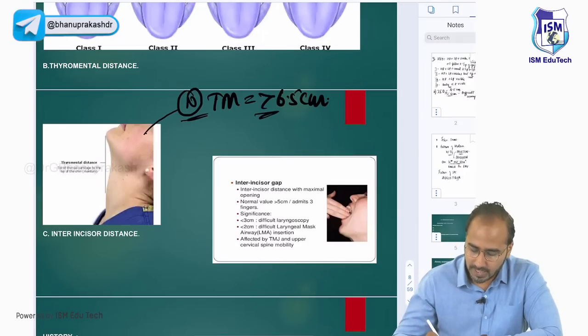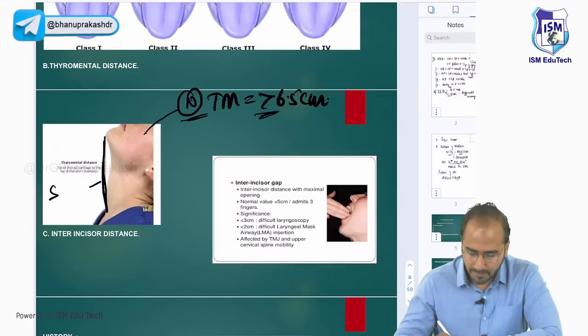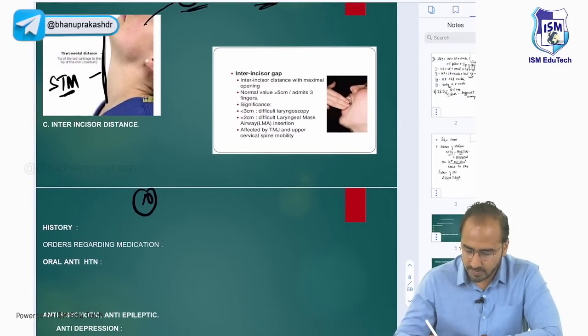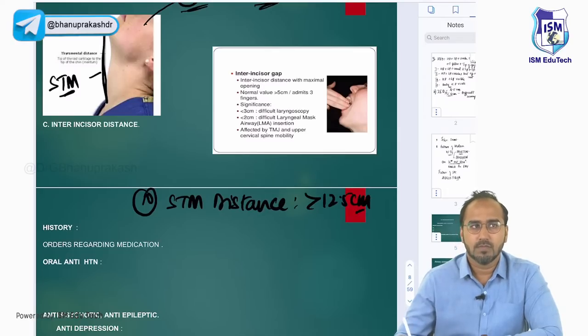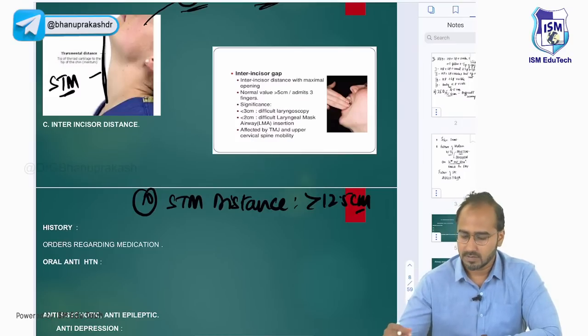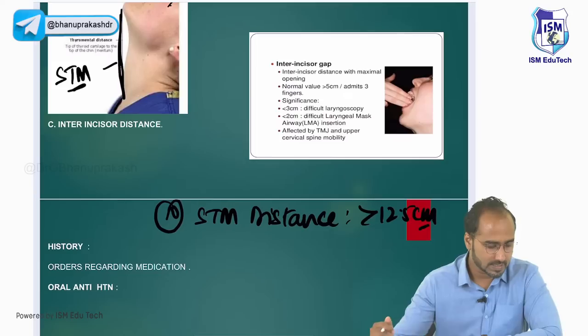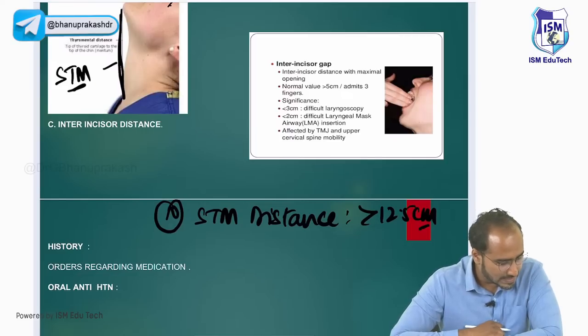Next, I told you after the thyromental distance, there is one more distance. Just look over here: the distance between the mentum and the sternal notch. This distance is called the sternomental distance. The normal sternomental distance should be more than 12.5 centimeters. Is it clear? Right.